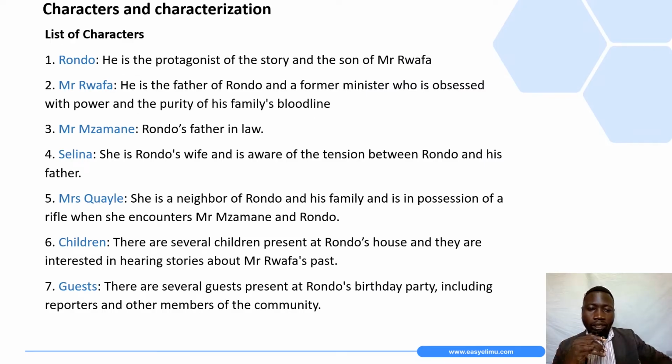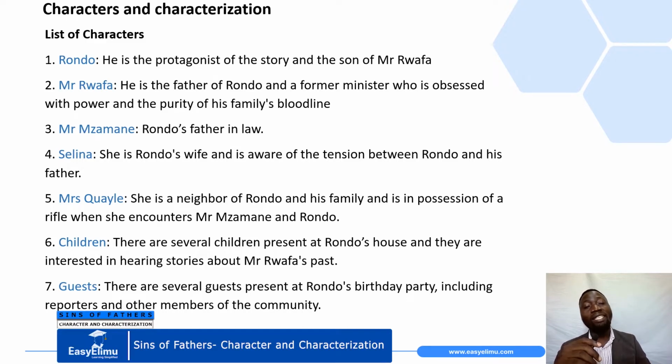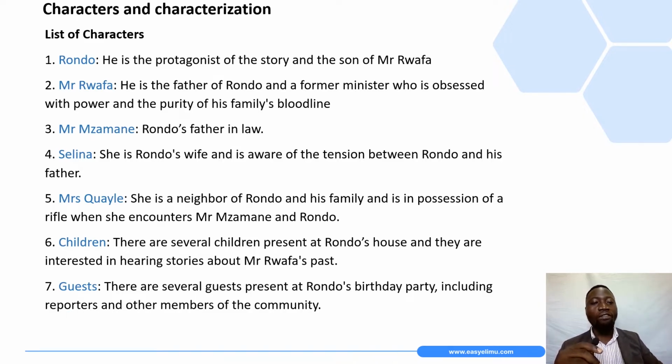The characters that we have are the following. Beginning with the first character, who is also the protagonist, we have Rondo. He is the protagonist of the story and the son of Mr. Ruafa. He is conflicted about his father's actions and values. We also have Mr. Ruafa, the father of Rondo and a former minister who is obsessed with power and the purity of his family's bloodline. He is willing to go to extreme lengths to protect his reputation and position.